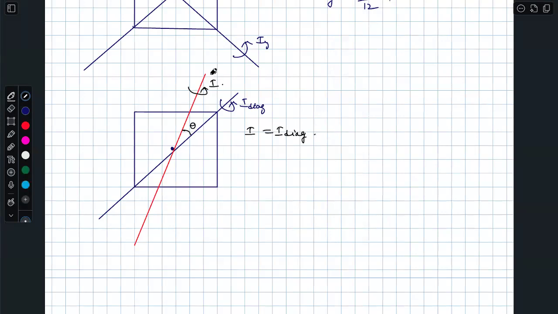Why? You choose now this as Ix. A 90 degrees line, you will choose it as Iy. Again, the same concept: Ix plus Iy is equal to Iz. But this is applicable only for a square plate. And number two, the axis is in the plane of the square.